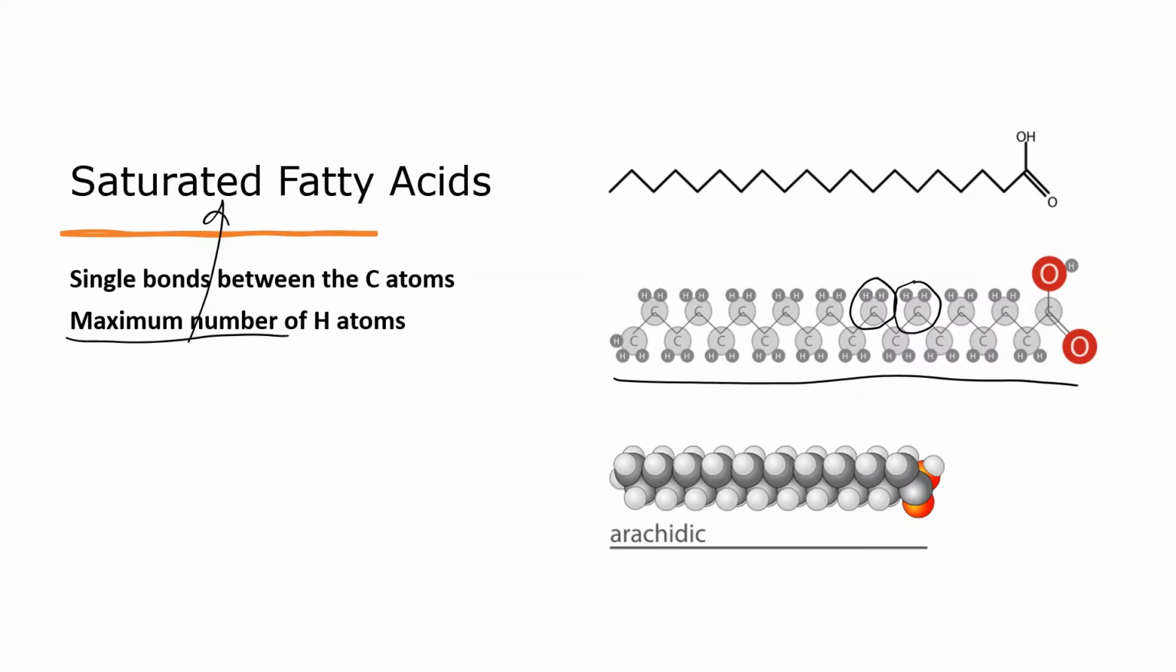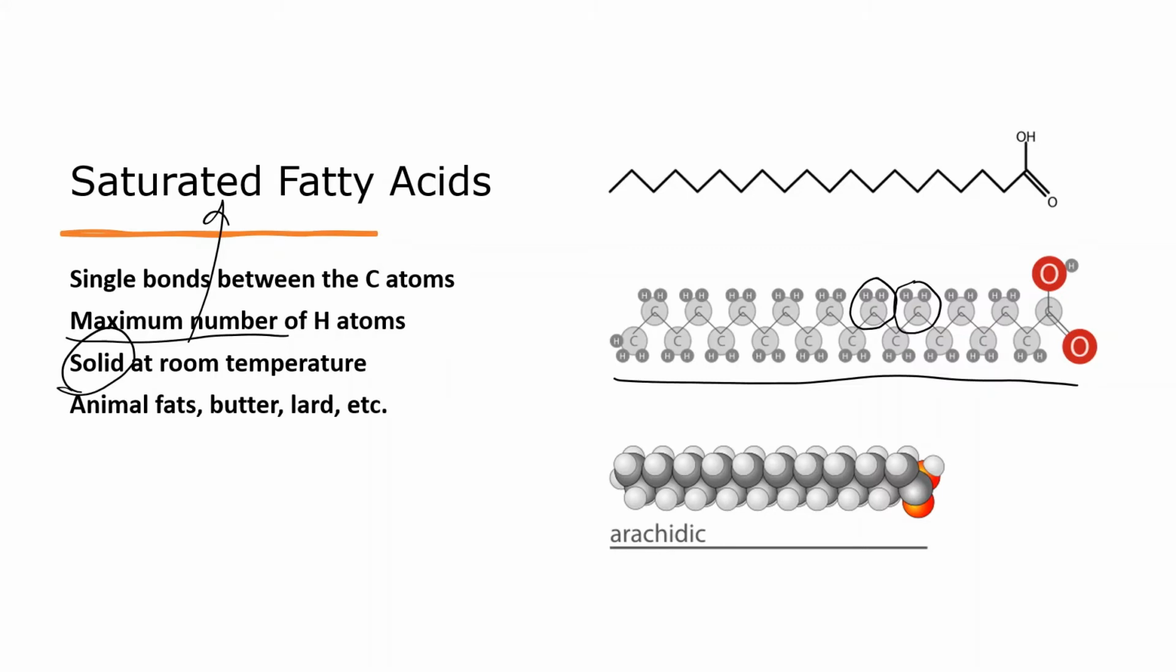Now because of this, because it's long and straight and has no double bonding and is just single bond carbons with CH2, CH2, CH2, CH2, at room temperature, it will be solid. All right, so think about some solid fats that you know about, like butter and lard. These things would be considered to be saturated fatty acids.